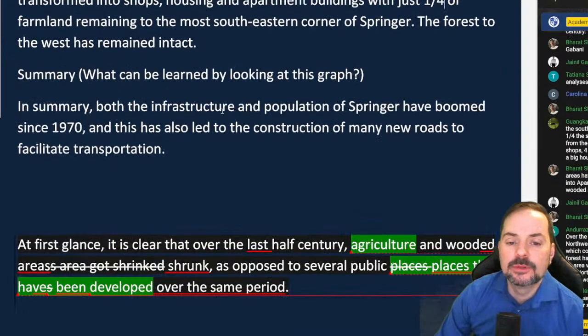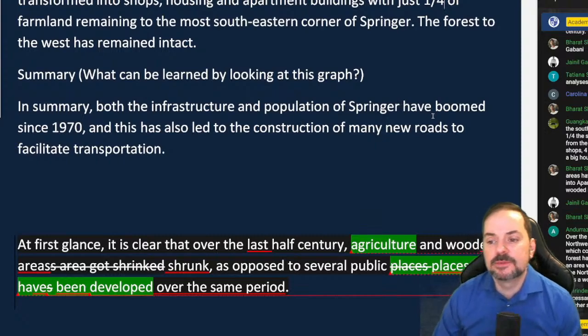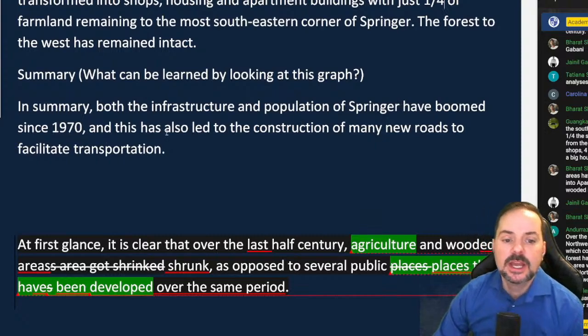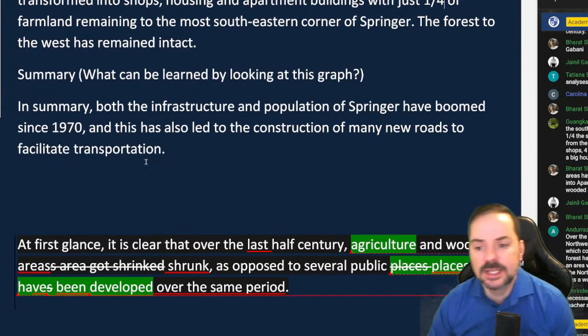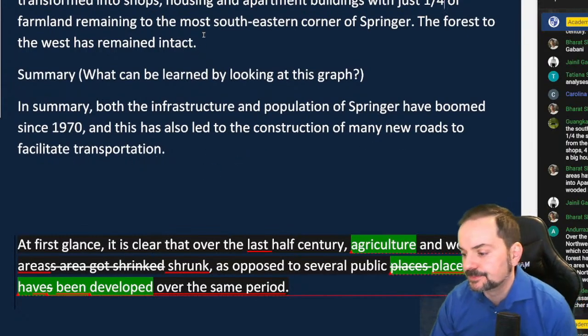In summary, both the infrastructure and population of Springer have boomed since 1970, and this has also led to the construction of many new roads to facilitate transportation.